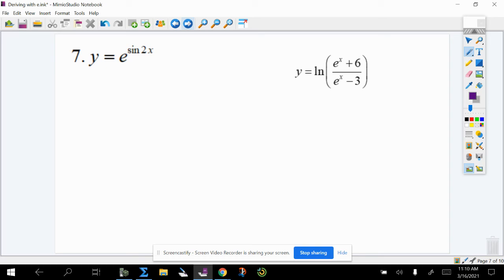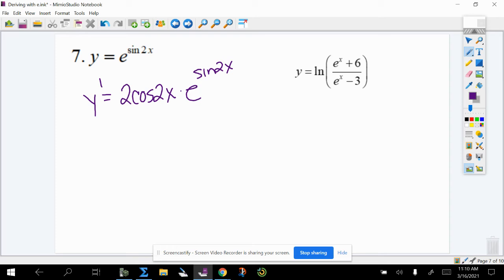We can have e's and trig put together. It's really just going to practice those trig derivative rules that it's always nice to review. Derivative of sine 2x is going to be 2 cosine 2x. So we derive the sine and we derive the angle. And then times the original e to the sine 2x. And wow, that looks kind of messy. There's nothing I can do to simplify that.